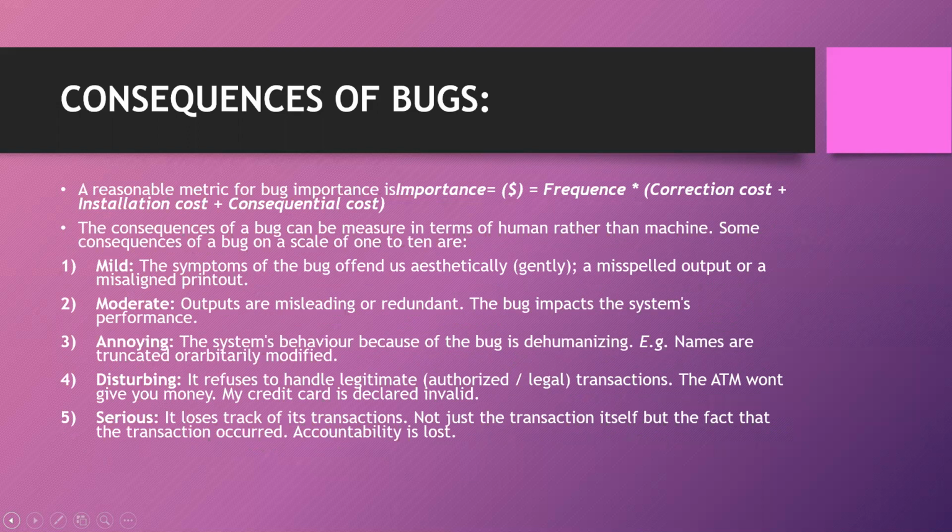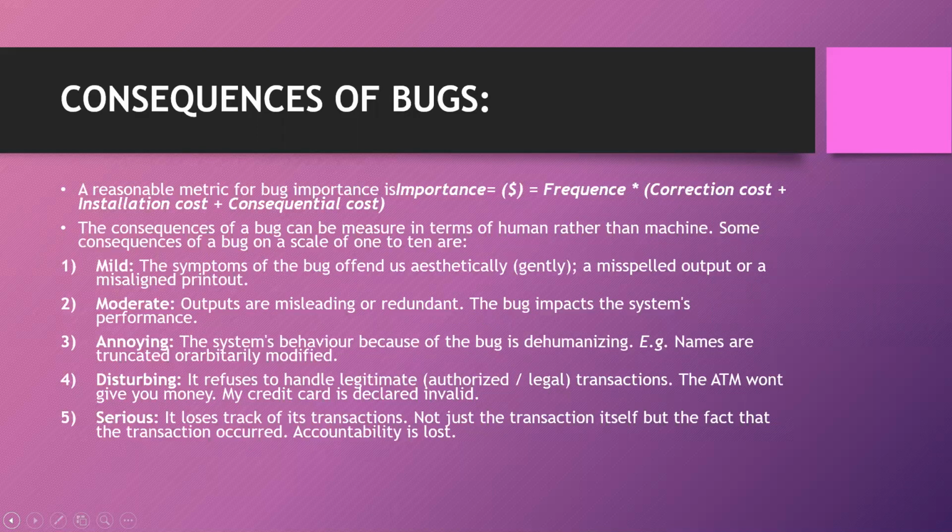A reasonable metric for bug importance can be calculated as importance equals frequency multiplied by the sum of correction cost plus installation cost plus consequential cost. Next, the consequences of bugs can be measured in terms of human rather than machine terms.